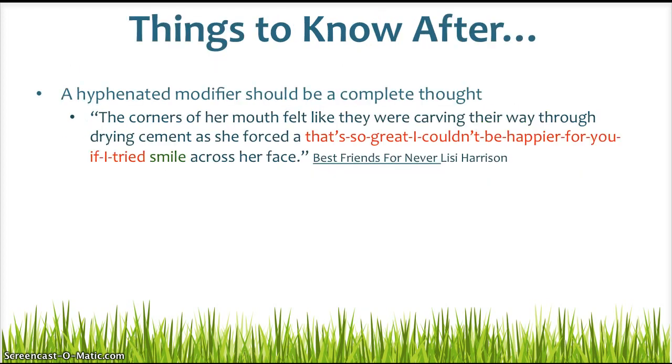Okay, so now there's a couple more things you need to know now that you understand what a hyphenated modifier is. A hyphenated modifier should always be a complete thought. That means that it could almost be made into a sentence. The corners of her mouth felt like they were carving their way through drying cement as she forced a "that's so great, I couldn't be happier for you if I tried" smile across her face. What's in red is a complete thought, and therefore it's perfect to use to describe the kind of smile that went across her face.